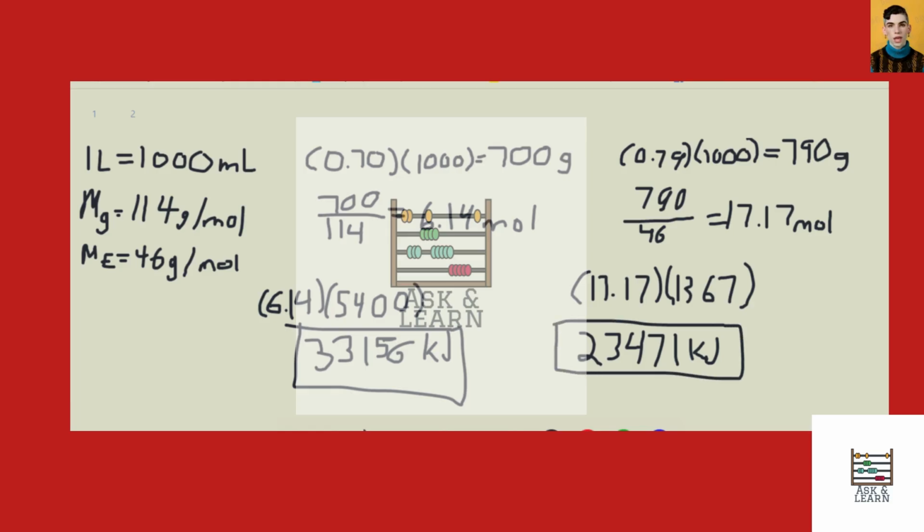So that means that 1 liter of gasoline produces more energy than 1 liter of ethanol. This is one of the reasons we use gasoline powered cars as opposed to ethanol powered cars, even though ethanol is a usable fuel source.